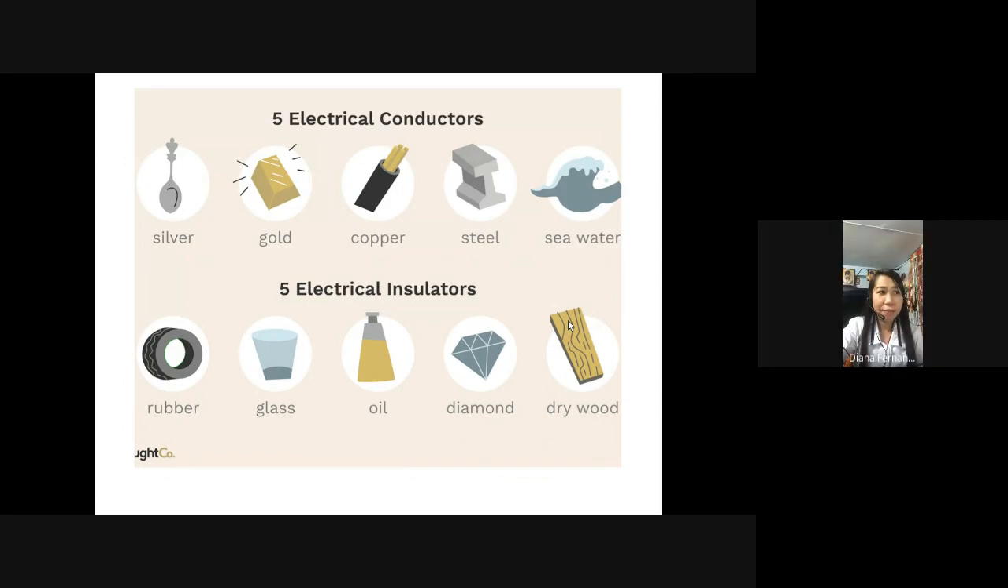Ayan, so we have 5 examples of electrical conductors and 5 examples of electrical insulators. Ano ba yung mga conductors? Sila po yung mga dinadaluyan ng kuryente. So we have silver, gold, copper, steel, and seawater. Ano yung mga hindi dinadaluyan ng kuryente? Example, rubber, glass, oil, diamond, and dry woods. Yan yung mga insulators.